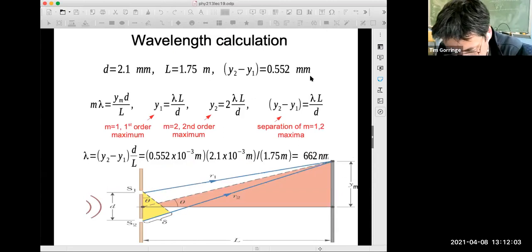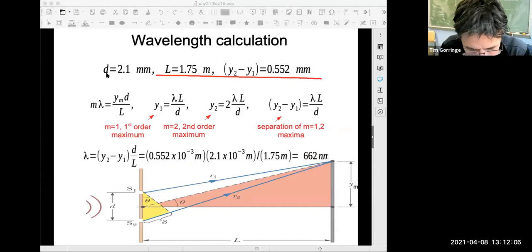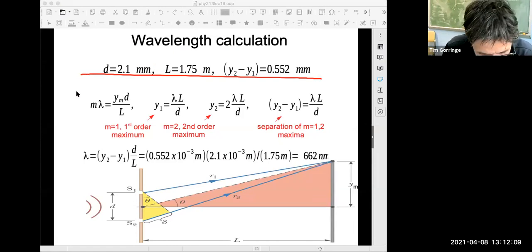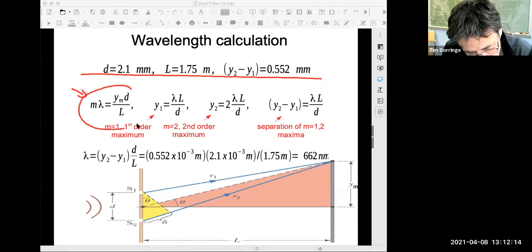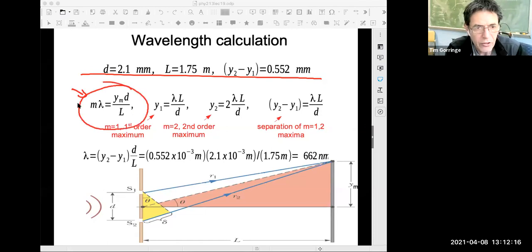Okay, well, I just summarized again the parameters. And then I went to my equation. It's this one here. This is the equation for the bright fringes that we introduced. You get a bright fringe when this ratio of slit separation, screen distance, and location of fringe is a whole number of wavelengths.